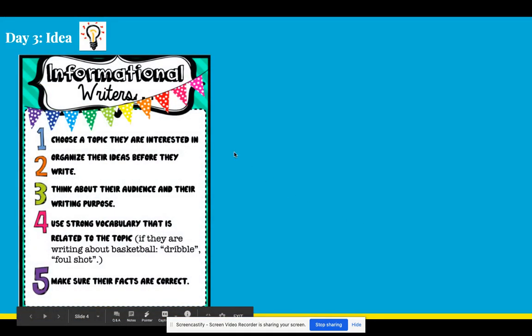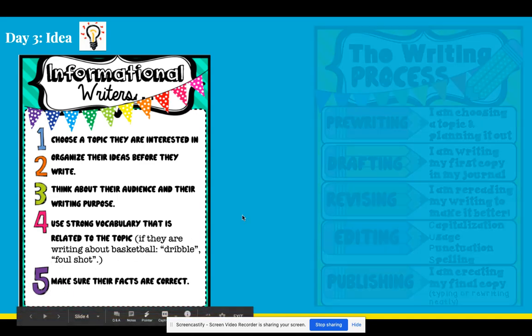We also know that when we go to write as informational writers, we want to choose topics that are interesting to us. And today we're going to be focusing specifically on how we can choose topics that are not only interesting, but they are narrowed down so you know exactly what to write about. We want to organize our ideas before we go writing. We want to think about our audience and the writing purpose. We're going to use the right vocabulary words for the topic that we're discussing, and we want to make sure that we're using facts that are correct in our writing.